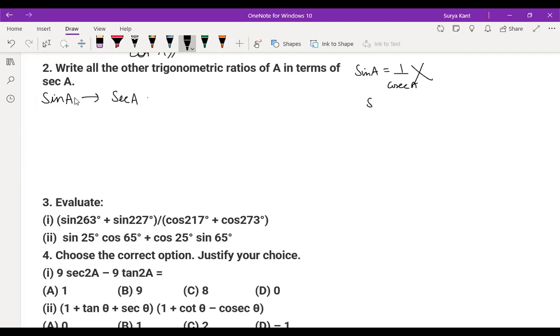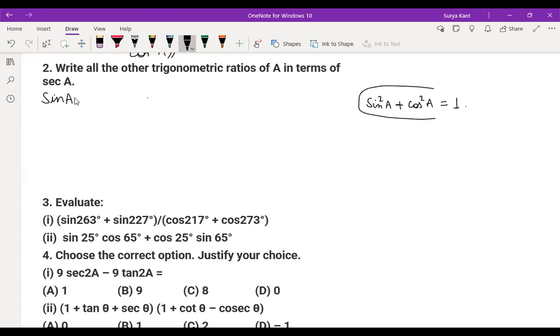So sin A by 1 equals sin A by cos A, whole divided by 1 by cos A. What are you using here? Yeah, that formula, sin square theta plus cos square theta. Okay, fine. So we can use this formula, children.